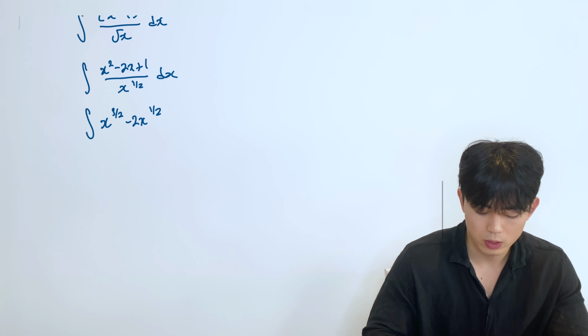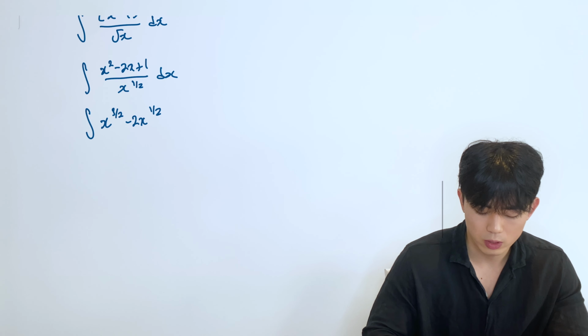So adding 1 to 3 over 2 is going to give you 5 over 2, and you divide by 5 over 2, minus 2x to the power 1 over 2 plus 1, which is 3 over 2, divided by 3 over 2, plus x to the power minus a half plus 1, which is going to be a half, so divided by a half as well, plus c. I can simplify this a bit further, so this would be 2x to the power 5 over 2 over 5, minus 4x to the power 3 over 2 over 3, plus 2x to the power of a half plus c.